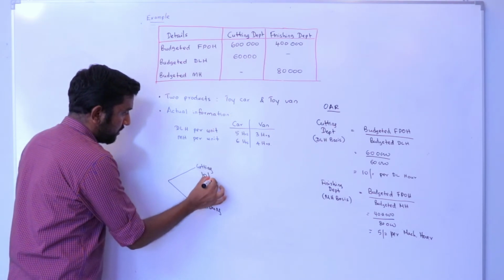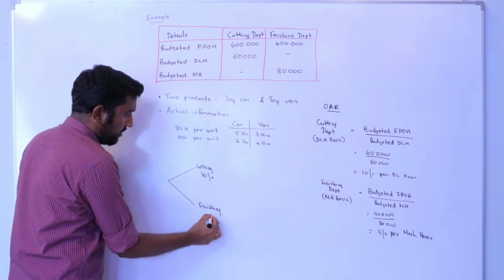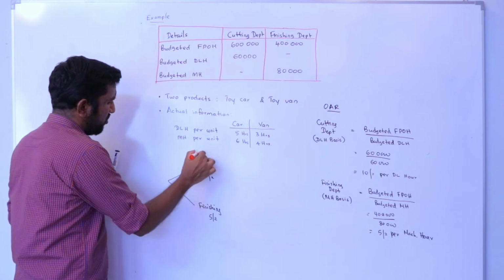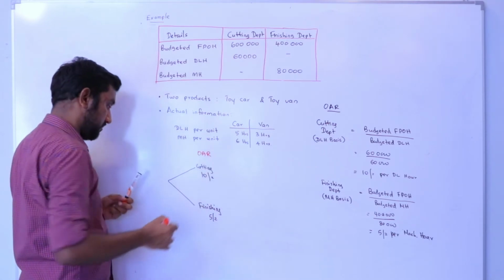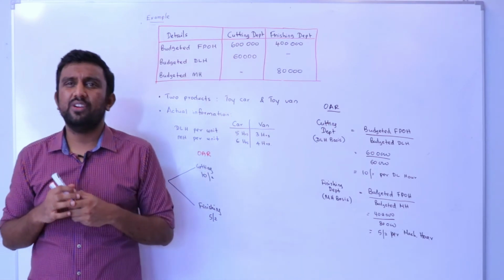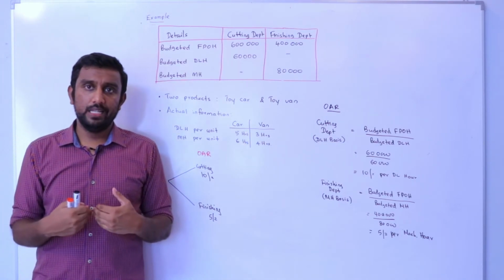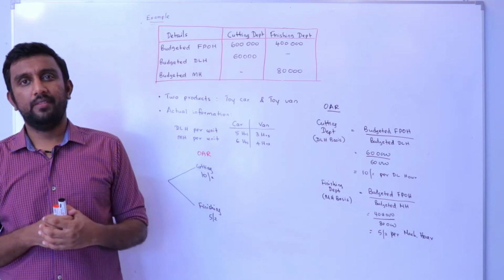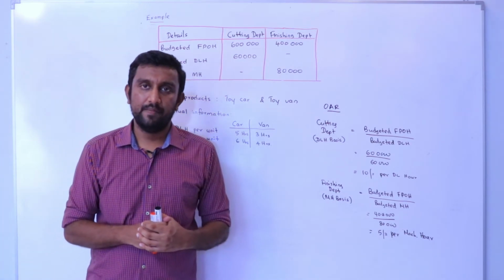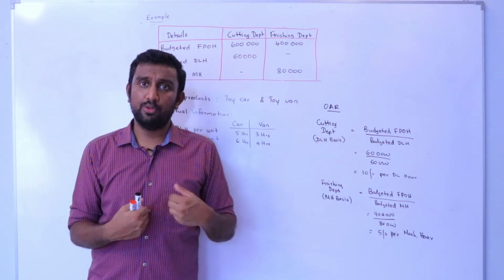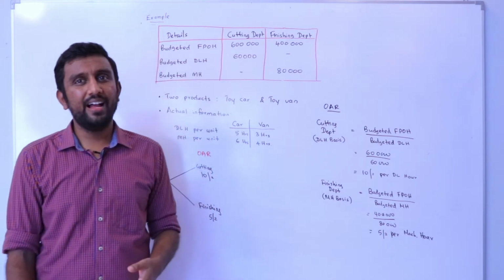I have 10 rupees and 5 rupees OAR for departments. Now tell me how to find the cost for a car, because I need the fixed production overhead for a car and for a van, right?